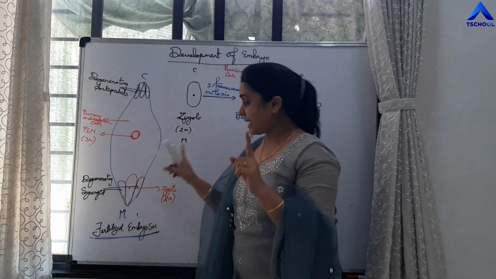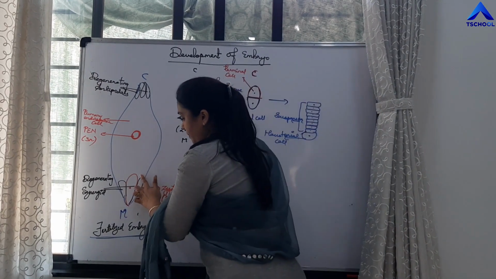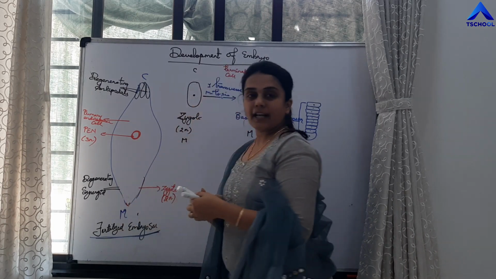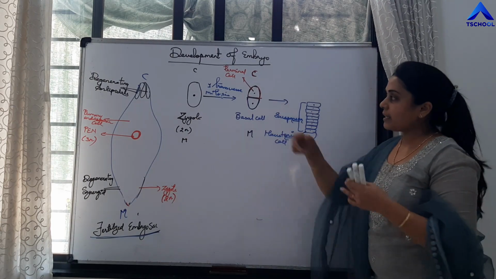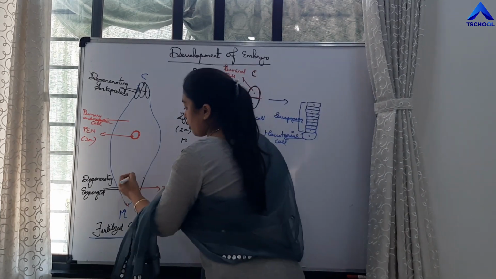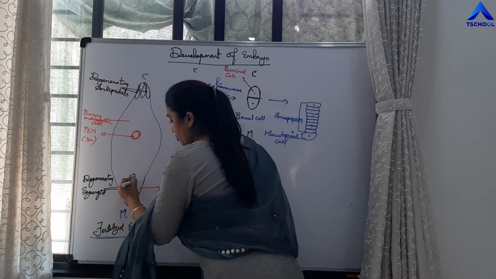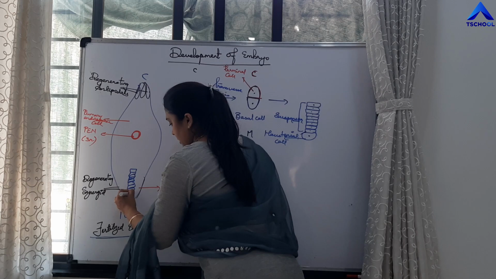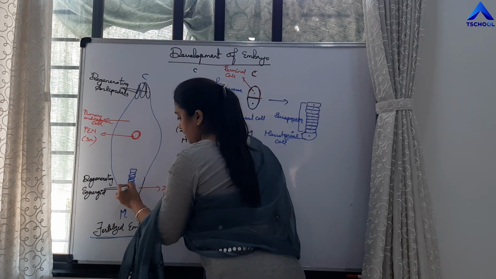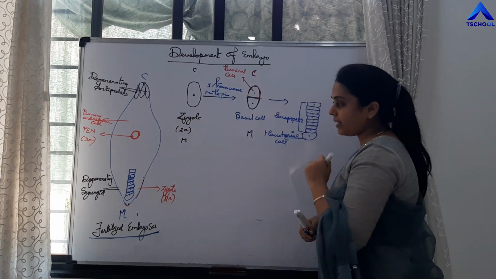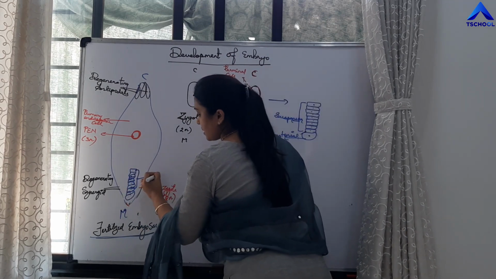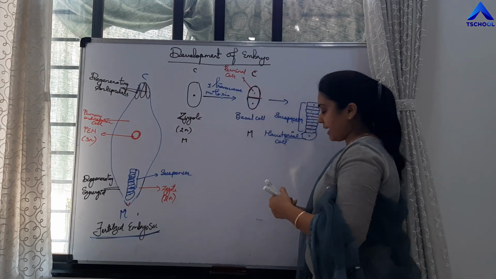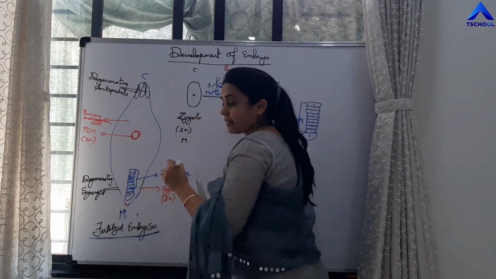If we draw the same diagram here, what happens? Let me remove this. The lower cell is the basal cell which has undergone mitotic divisions to form the suspensor. And this is the terminal cell. So this is the suspensor part, and here is the terminal cell.